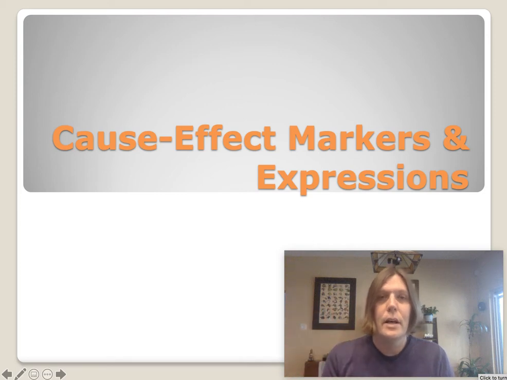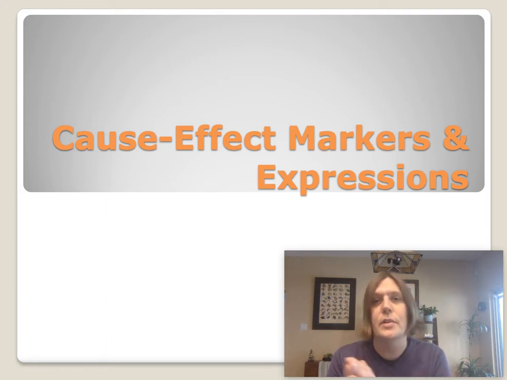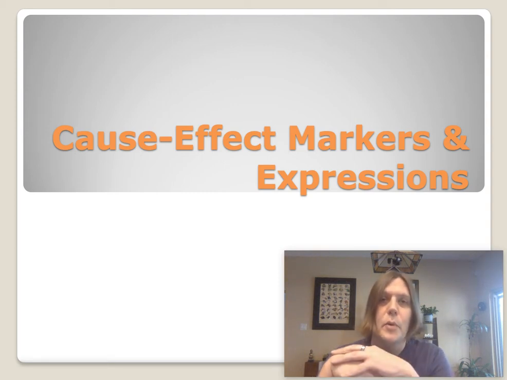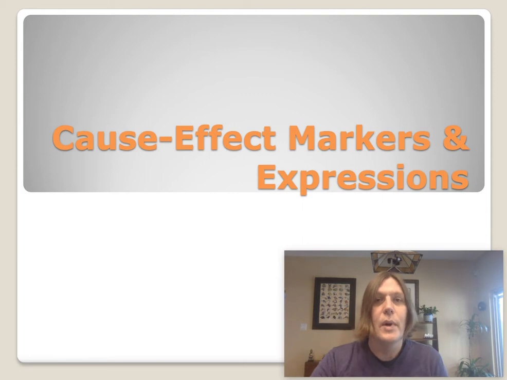Hello guys, I'm here to talk about some cause-effect markers and expressions that you can use in your writing to show the relationship between a cause and its effect. This is also talked about in your book. It's on page 121. There's a chart there for some of these cause-effect markers, not all of them, so some are new from this presentation. So you might want to take some notes. And I'm going to go ahead and turn off my video and get to the examples.